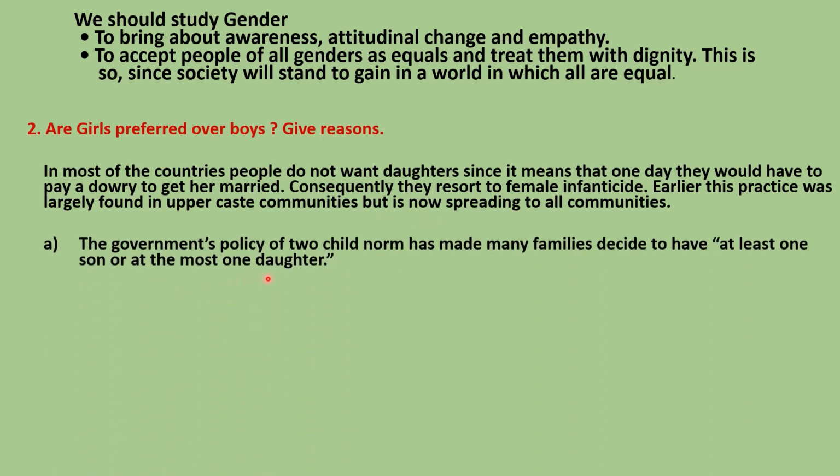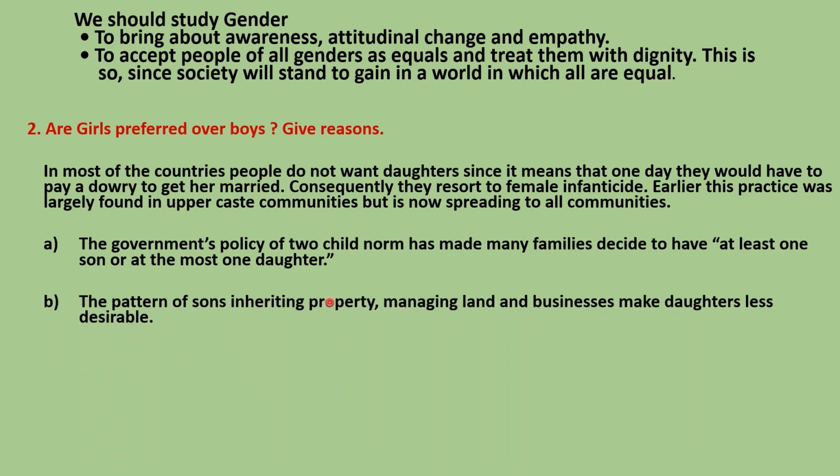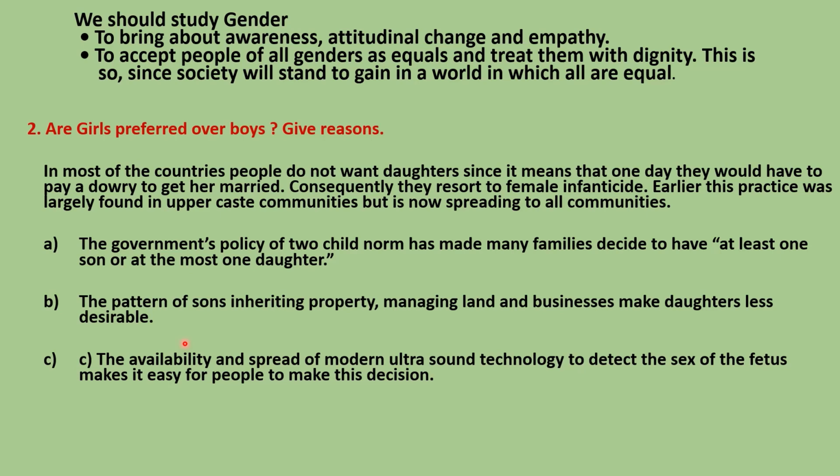The government's policy of two-child norm has made many families decide to have at least one son or at the most one daughter only. The pattern of sons inheriting property, managing land and business makes daughters less desirable and less preferable also. Next, the availability and spread of modern ultrasound technology to detect the sex of the fetus makes it easy for people to make this decision.